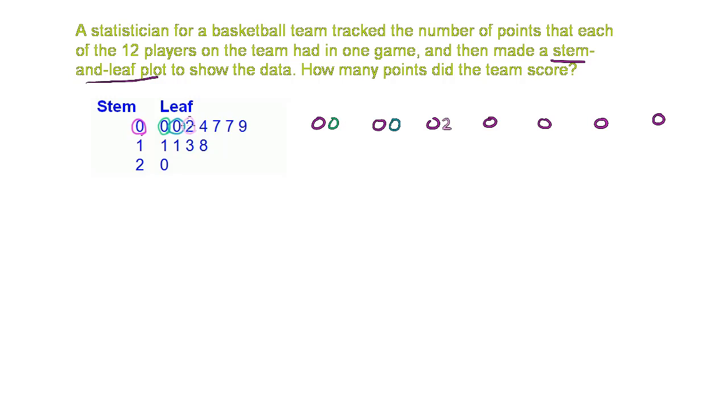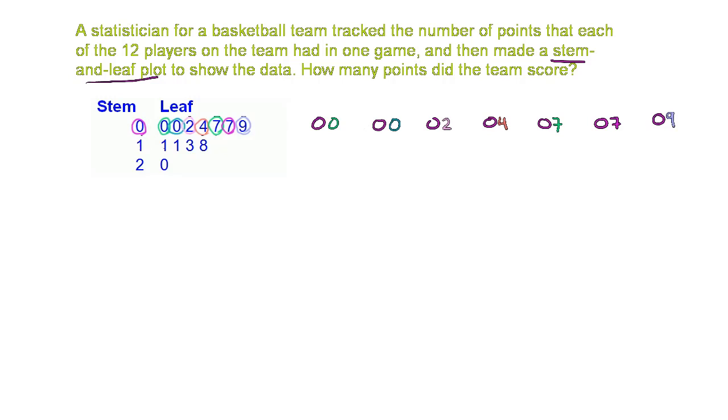This player, let me do orange, had 4 for his ones digit. This player had 7 for his ones digit. Then this player had 7 for his ones digit. And this player had 9 for his ones digit. So the way to read this is you had one player with 0 points, 0, 2, 4, 7, 9. It's kind of silly saying the 0 was the tens digit. You could have even put a blank there, but the 0 lets us know that they didn't score anything in the tens place. But these are the actual scores for those 7 players.